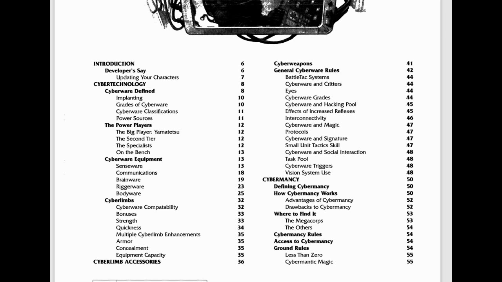Of course, the first chapter is going to be dedicated to cyber technology, which has also a lot of background information, actually, about the cybernetics industry in the world of Shadowrun, the different players inside the industry, and just general information about cyberware in general. And then, of course, it's going to have more cyberware equipment, cybernetic equipment, and that sort of thing. It goes into more detail on cyber limbs and accessories, and then just some general rules with cyberware.